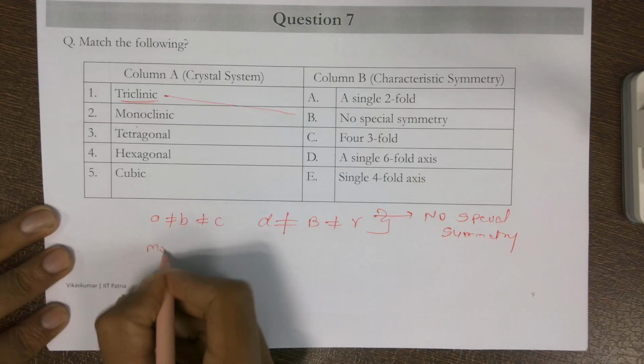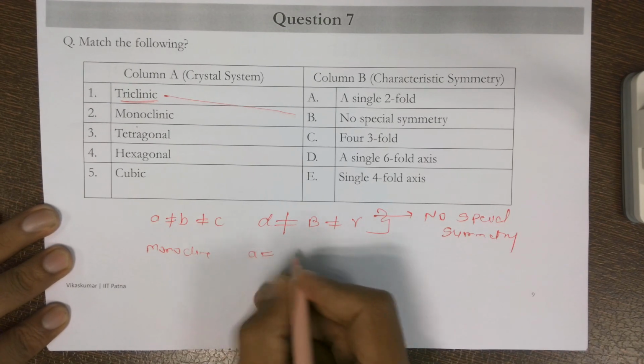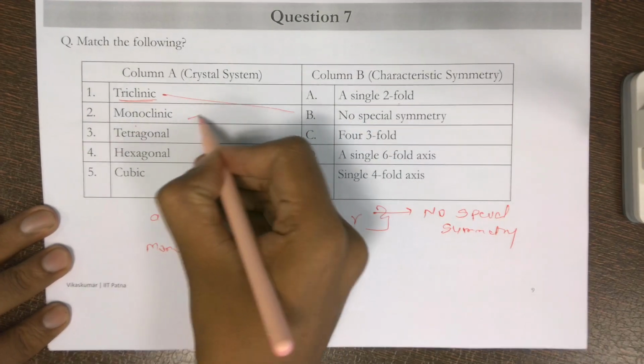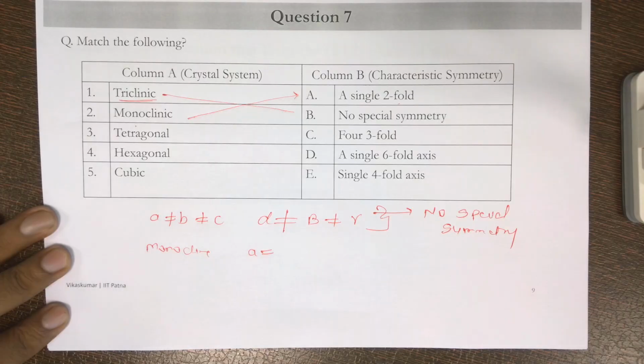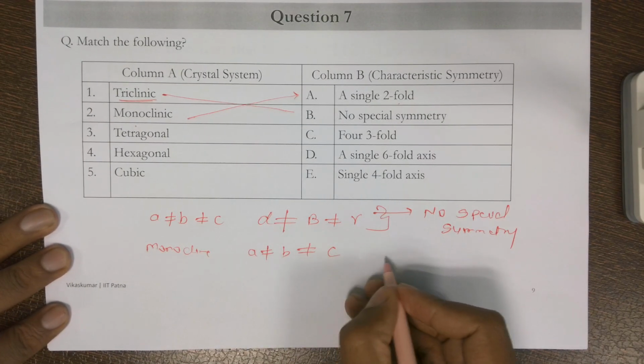For the monoclinic, we know a single twofold is there, right? Very good. The option A here is the right answer. For monoclinic, we know that A is not equal to B, it is not equal to C.